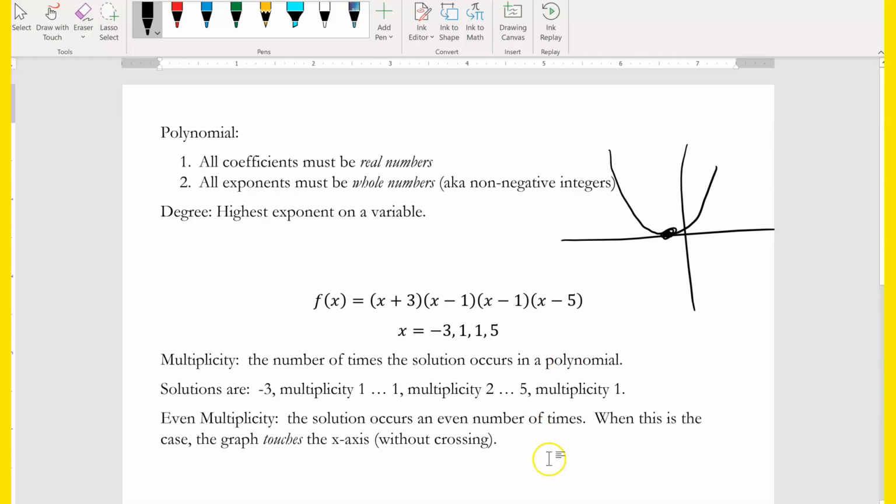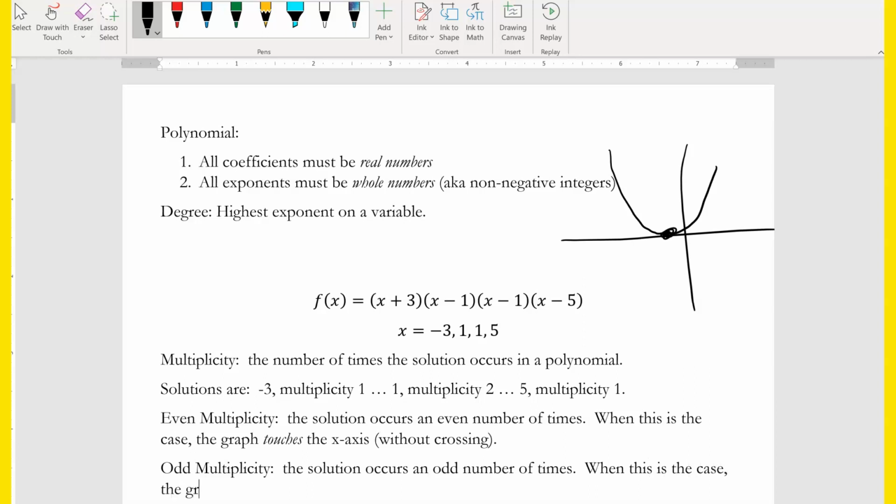All right. For odd multiplicity, the solution occurs an odd number of times. When this is the case, the graph crosses the x-axis. So an odd multiplicity, it would actually cross the x-axis.